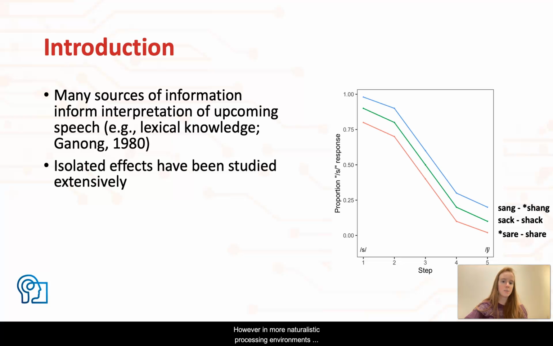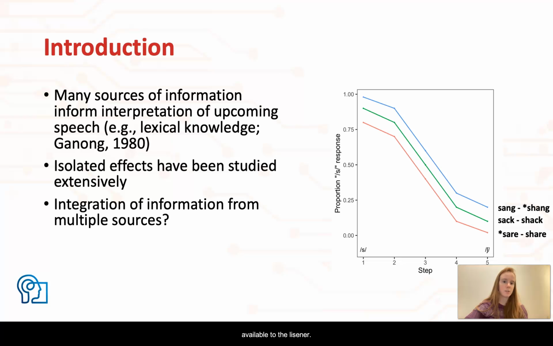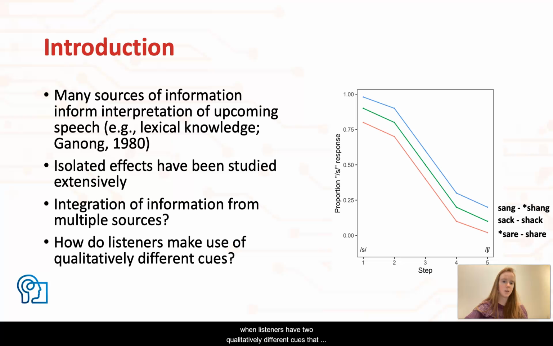However, in more naturalistic processing environments, there are often multiple sources of information available to the listener. Thus, it is important that we understand how listeners use different types of information when processing speech, particularly when these sources of information may conflict. Specifically, we seek to understand what happens when listeners have two qualitatively different cues that occur at different times. For the purposes of this talk, we will focus on two types of information that influence perception: priming and co-articulatory context.